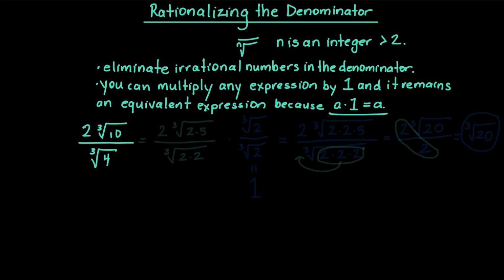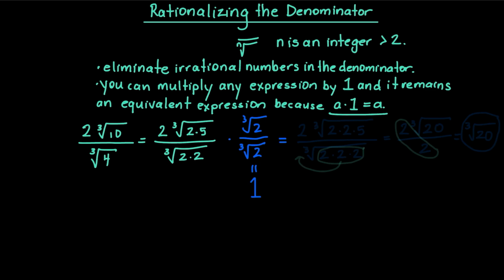Okay, this one's a little bit more complex. We have 2 times the cube root of 10 over the cube root of 4. Remember, I always want to see this: if the numbers are not prime, I want to look at them as a prime factorization. If I want to rationalize the denominator, I have 2 2's, so now I know I need 1 more cube root of 2. And I know I can only multiply it as an equivalent form of 1.